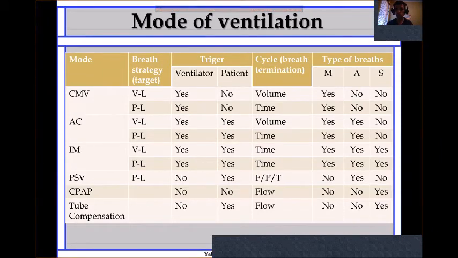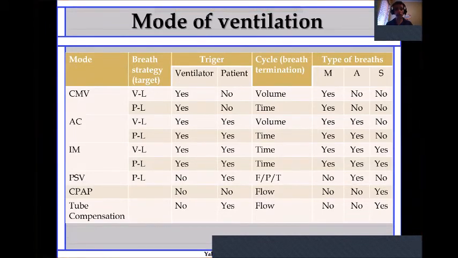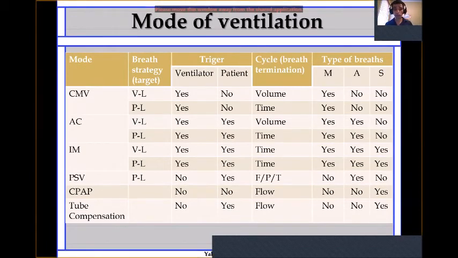What is pressure support ventilation? It's only pressure limited. Does the machine trigger? No. The machine will only provide the pressure. Does the patient trigger? Yes. How do we cycle? We can use flow, pressure, and time. Do you see mandatory? The answer is no. Do you see spontaneous? The answer is no. Do you see assisted? Yes, because all the breaths will be assisted. So the patient does everything because he does not get mandatory breaths, unless you put a backup rate. Even in PSV, you can have a backup rate, so it becomes a combined type of ventilation.